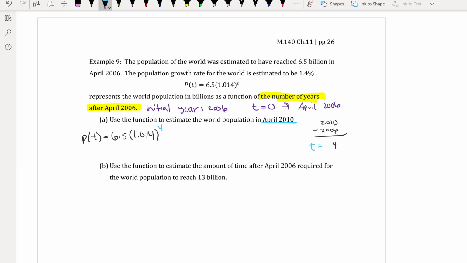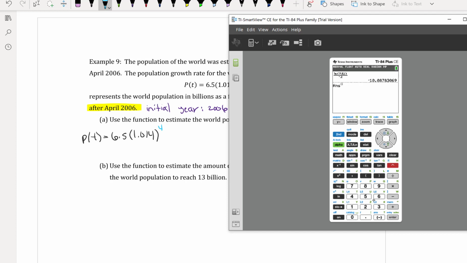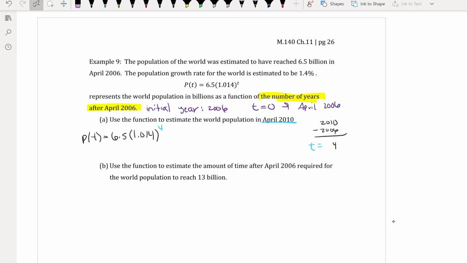So I'm going to go ahead and use my calculator for this. Oops, let's clear everything. 6.5, parentheses, 1.014 to the power of 4. Okay, so my answer is 6.871715559.